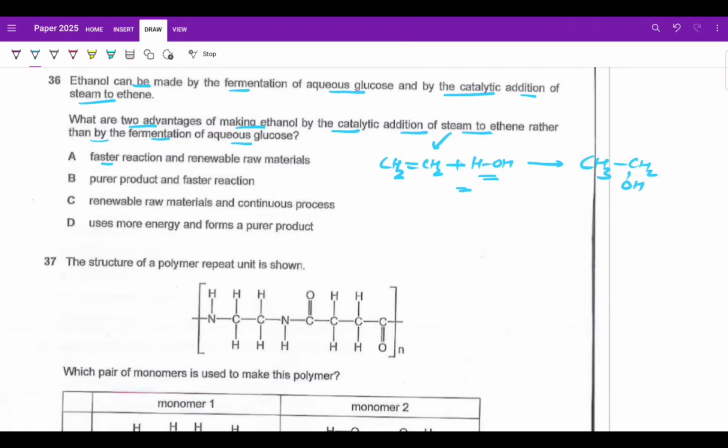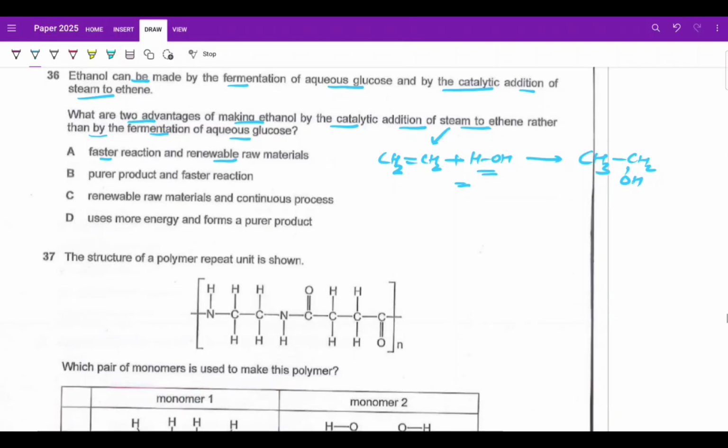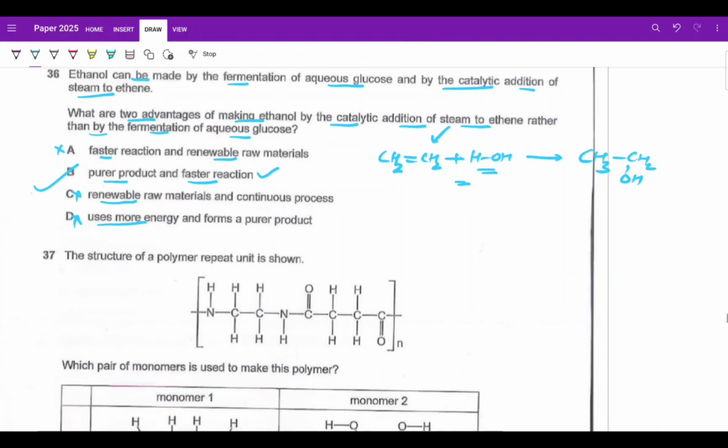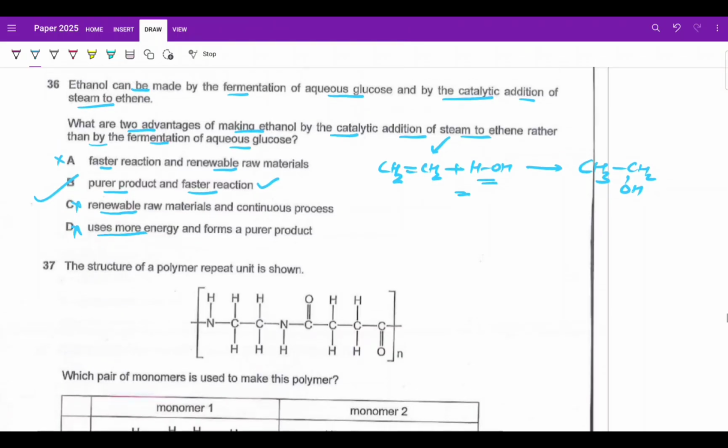Option A is faster and renewable raw materials. It is faster but renewable raw materials is not correct. Pure products and faster reaction, this could be the correct option. Renewable raw materials, no. Uses more energy, no. Therefore, option B. Question 36, answer is B.